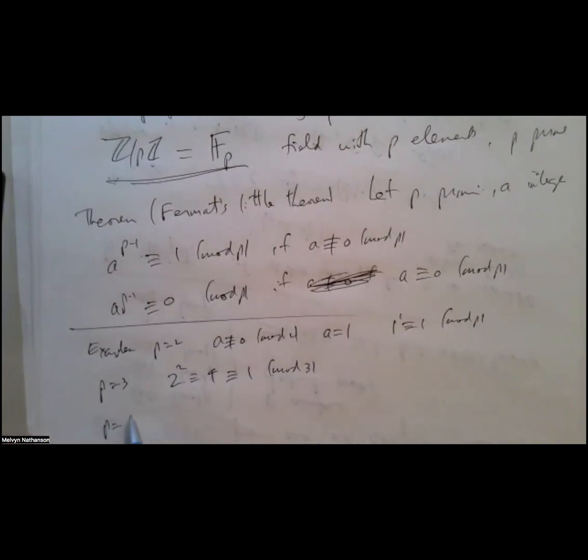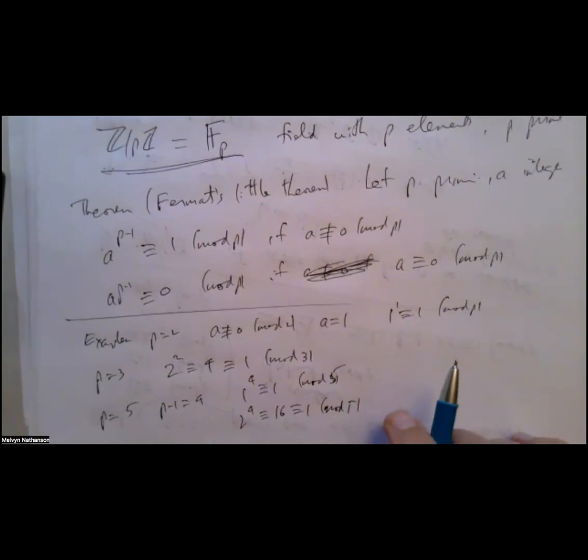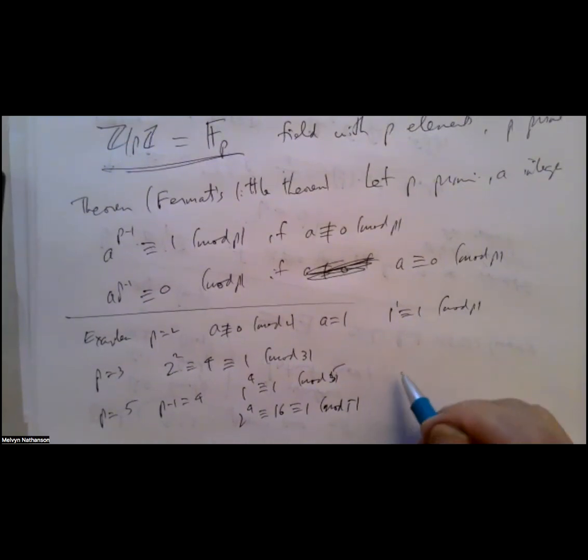Suppose I take the next prime, which is 5. In that case, P minus 1 is 4. So 1 to the 4th power is, of course, 1 mod 5. What is 2 to the 4th power? 2, 4, 8, 16. 16 is congruent to 1 mod 5, because 16 minus 1 is 15.